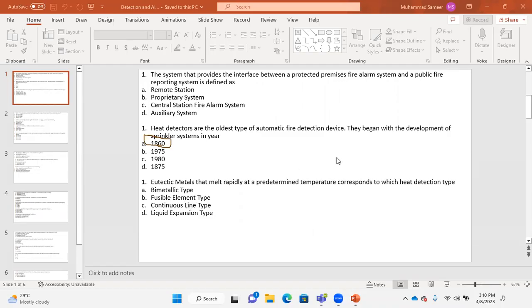Then eutectic metals that melt rapidly at a predetermined temperature corresponds to which heat detection type? Eutectic metals that melt rapidly at a predetermined temperature corresponds to which heat detection type? Yes, it is fusible element type. Exactly. The right answer is fusible element type, option B.